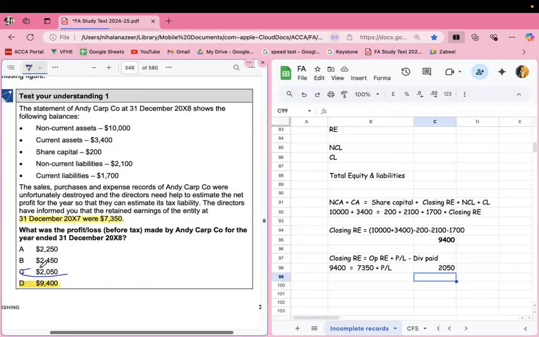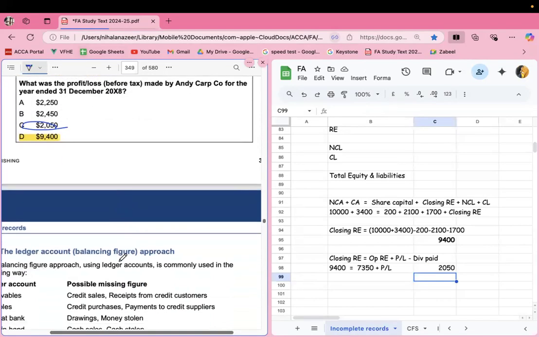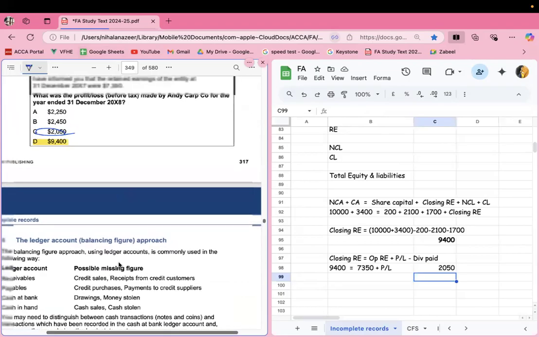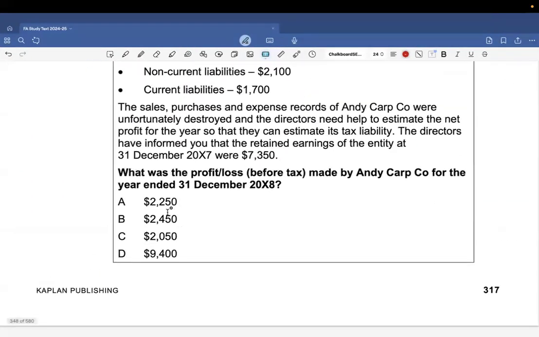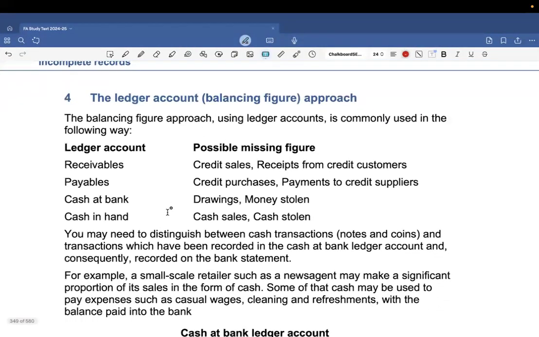Our answer is 2,050. Understood? So this is the equation method where you're going to take all the formulas and apply and find the answer. Clear? Next is the ledger account balancing approach. So here we simply take the corresponding ledger accounts in order to find the balance.